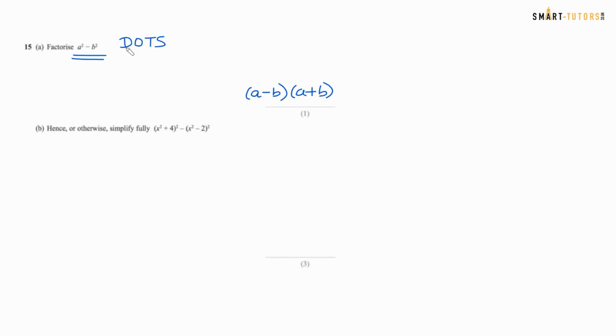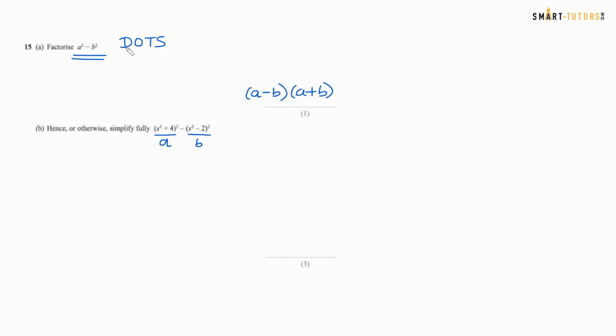Hence or otherwise, the b part is: simplify fully (x squared plus 4) squared minus (x squared minus 2) squared. You can do it in a different way. The longest way is you expand this one and you expand the second one and you take away one from the other. So we are going to do it in a different way. We are going to use the first part.